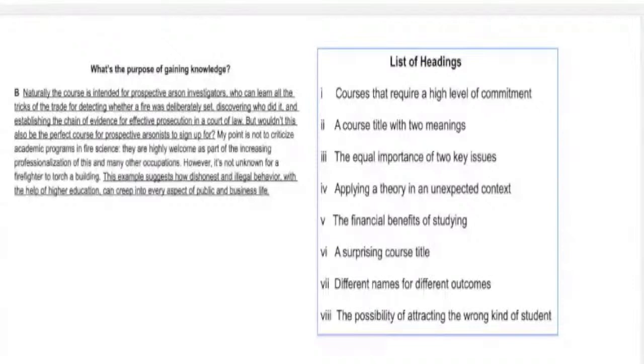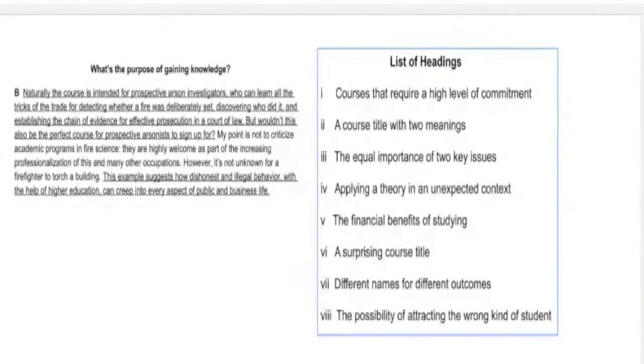So basically we are looking at something which is negative. Okay, so in the list of headings, what is it talking about? Now, arson investigators who can learn to detect whether the fire was deliberate, or this can also suggest dishonest and illegal behavior. So out of this list, can anyone tell me which could be the answer? 1 to 8, which could be the answer?